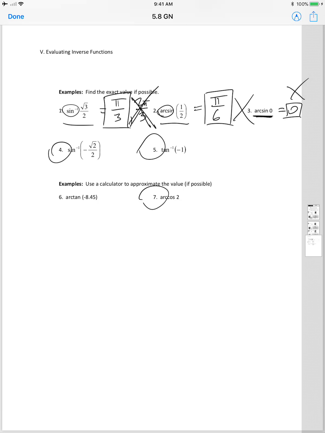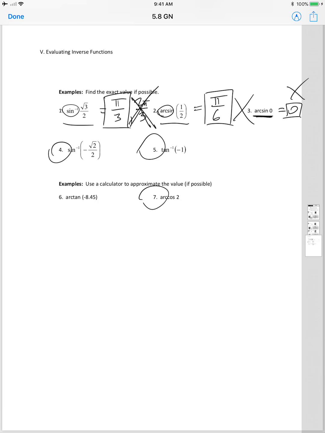So go ahead and think about numbers 4 and 5 on your own. If you're just looking at your unit circle, you will see two angles that work for this, or any of their coterminal angles. But then remember how we had to restrict the domain of the original function, which restricted the range of this inverse function.